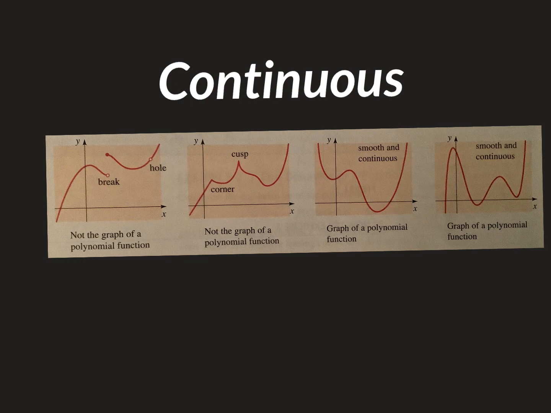All right, continuous is a big deal. The graphs of polynomials are continuous, which means there are no breaks, no holes, and no sharp turns. For example, these first two right here are not continuous because there's a break in one and there's a hole in the other. If there's a hole or break, it's not. This one is not continuous either because it has what they call a cusp or a corner, a sharp turn. This one is continuous. This is a graph of a polynomial function because it's smooth, continuous. Same thing here, smooth, continuous, it's a polynomial. So if it's a break or a cusp or a hole or a corner, not a polynomial.